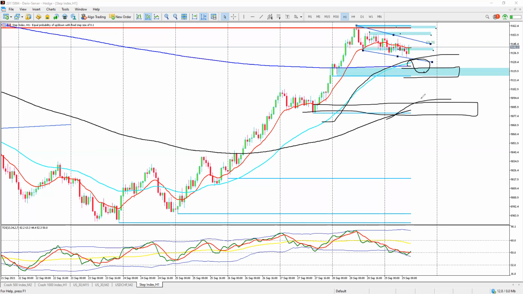So in the zone, that's where you start looking for your doji, your bullish engulfings, your hammer. If you do not get any of those, it means there's a higher possibility your price will just break the zone and continue going the other way.